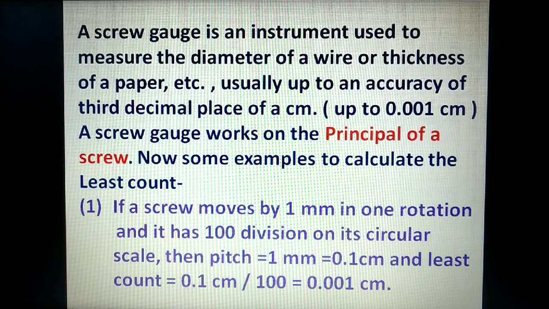If a screw moves by 1 mm in one rotation and it has 100 divisions on its circular scale, then pitch is equal to 1 mm or 0.1 cm and the least count will be 0.1 cm divided by 100, because there are 100 divisions on the circular scale. That is 0.001 cm.